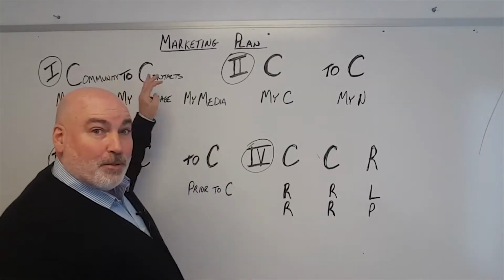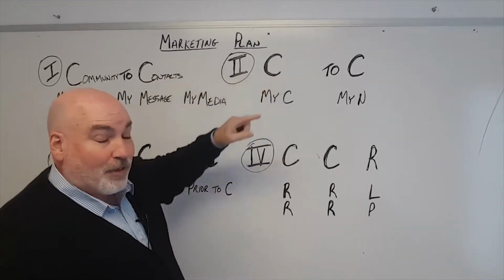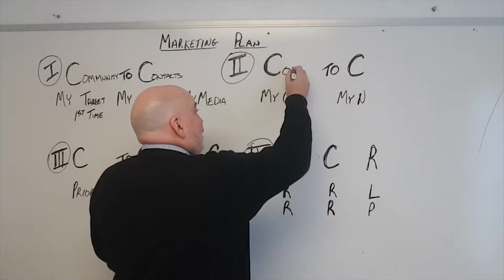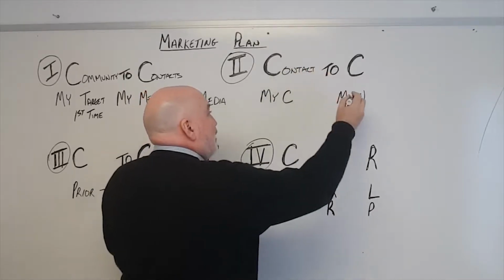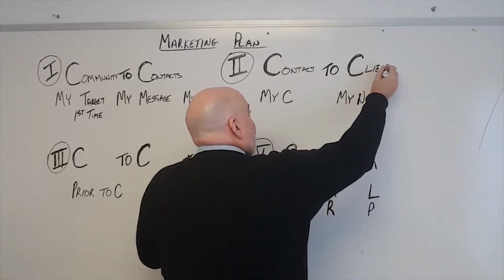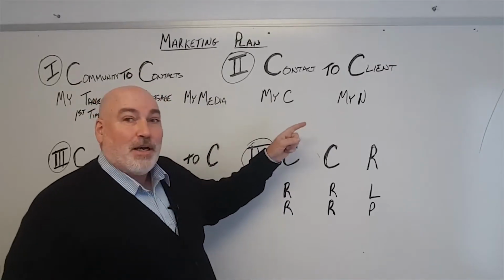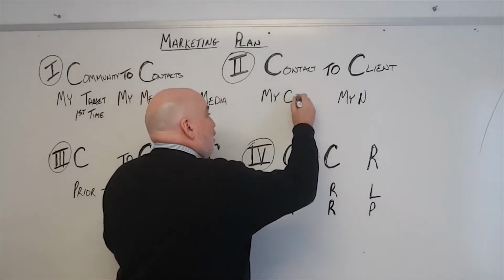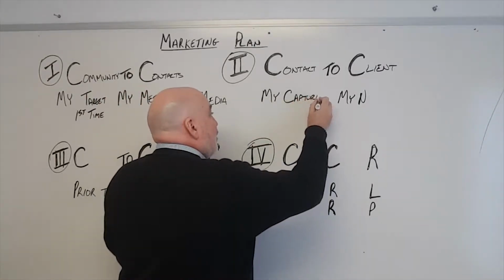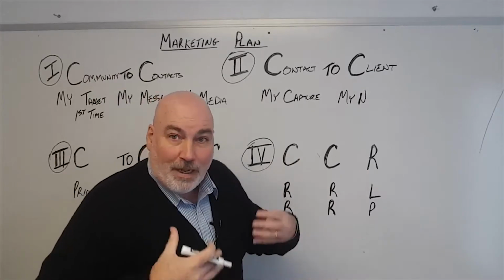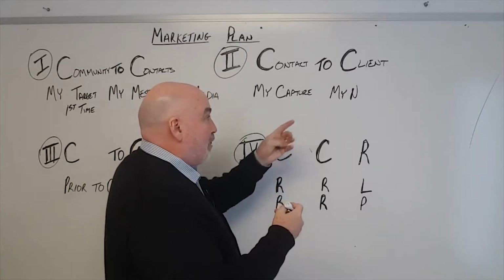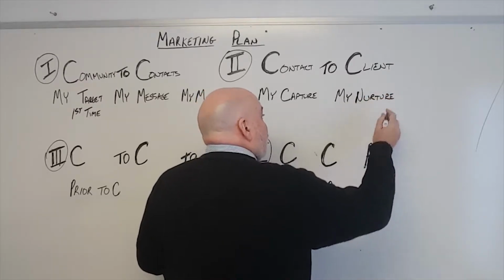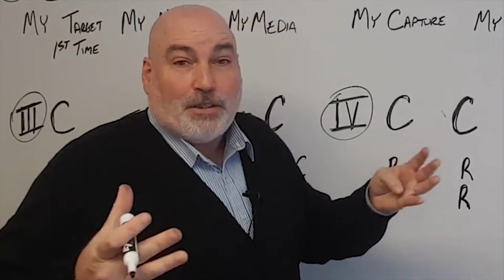So now you're trying to move your community to contacts, but then you want to move your contacts to clients. See, there's a difference between a contact and a client. You might be giving them useful information with your message, but how do I get them to become my actual client? Well, I need a capture system. What's my capture? How am I going to get people, when they have questions, to come to me? And then, when I have leads, what's my nurture system?